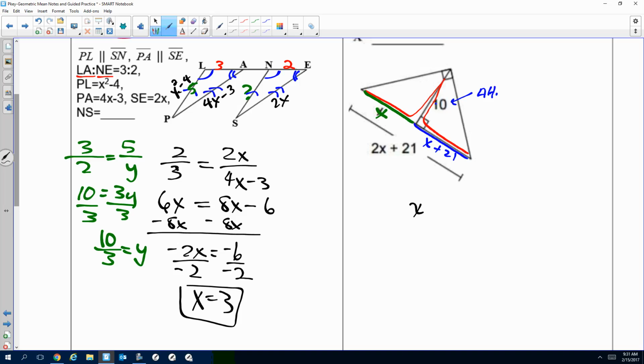X over, yeah, x to the altitude, which is 10, which is 10 over x plus 21. There we go. So when we cross multiply, we get 100 equals x squared plus 21x. Again, now what do we have? We have a quadratic, okay? So we got to get it equal to 0.